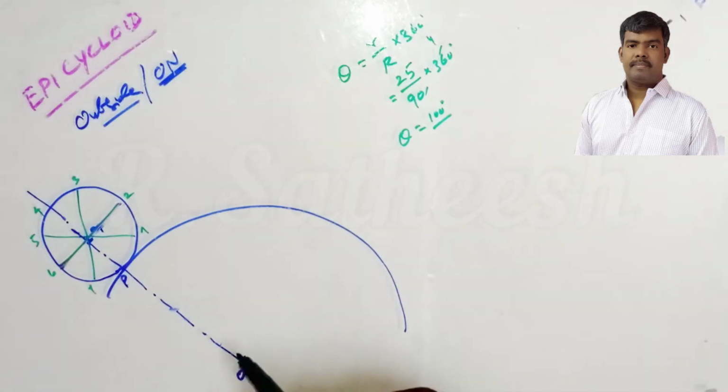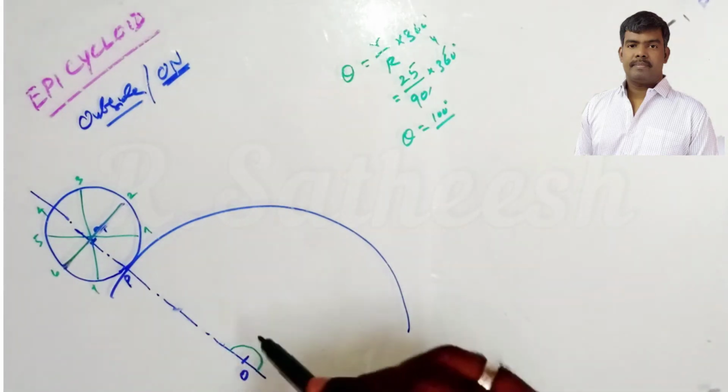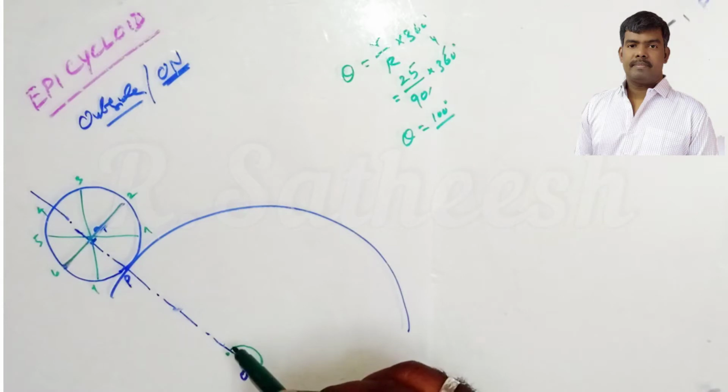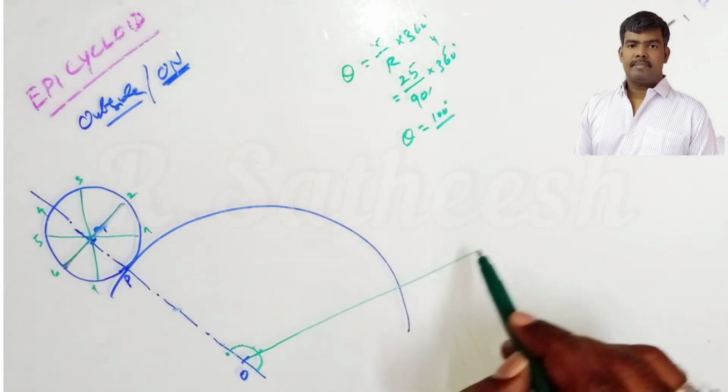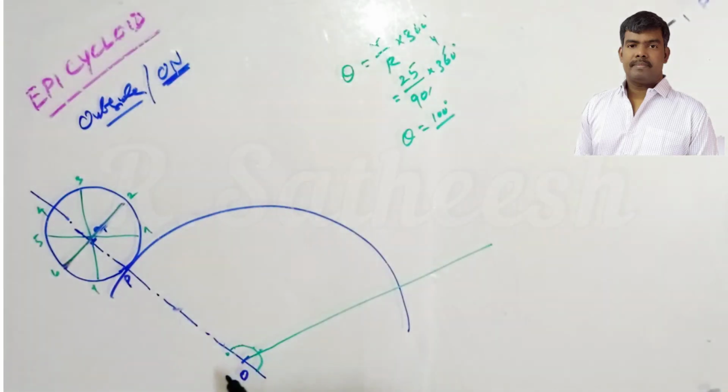Clear? So therefore keep the protractor on O. From 0 degree, 10, 20, 30 like this, 90, 100 degrees. So this is 100 degrees. From here you draw one line. Clear? So this angle is 100 degrees. As per the given values we get 100 degrees.